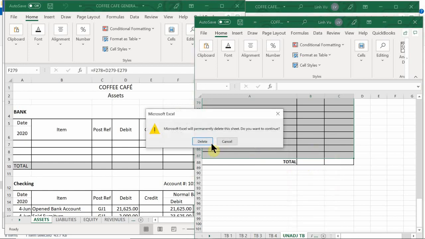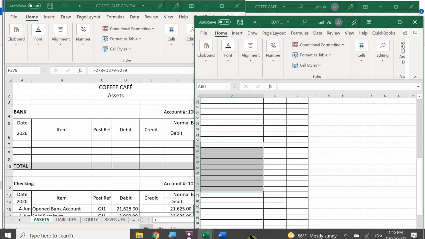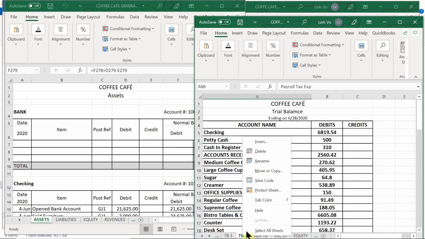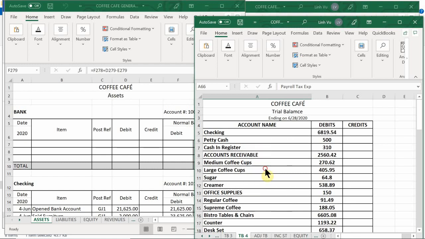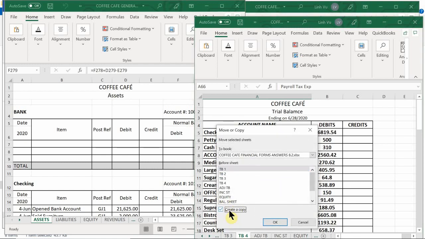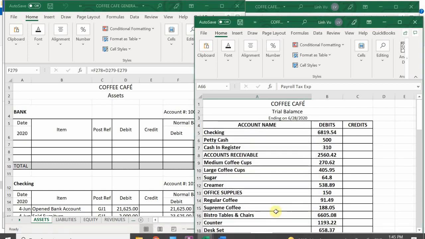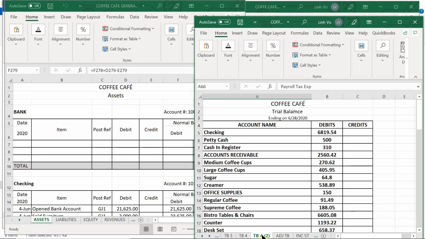I'm going to create a copy of the week 4 trial balance. So I have to move or make a copy, and I'm going to put it right in front of the adjusted trial balance and click OK. So there you go, I have a second copy of the week 4 sheet. And I'm going to rename it by double clicking on it and name this the unadjusted. We're going to use the main account.